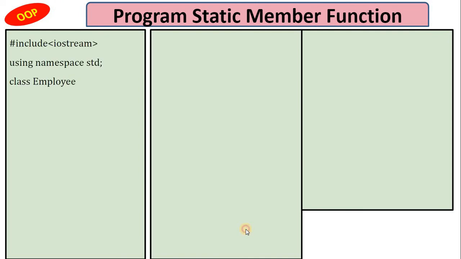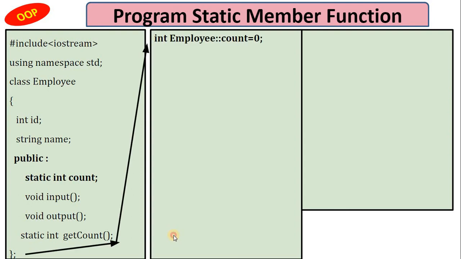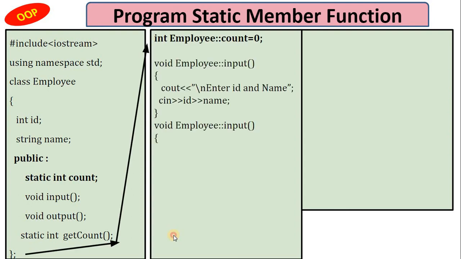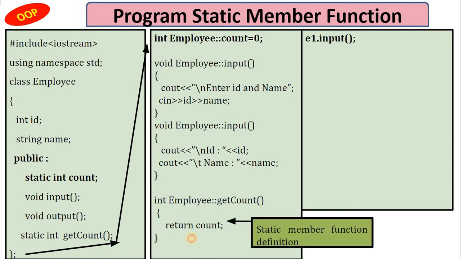So we can see the program here, the same program we are taking, but here only one function is being added: static int getcount. Now remember that static variable, we are redeclaring the static variable outside the class, taking the input function, taking the output function. Again, getcount function is also having a return type, class name, scope resolution operator, which is written, but here when you use return, you can use only the count variable. If you use return id or return name, it will give you an error, because the static member function cannot use non-static data members. So this is a static member function definition.